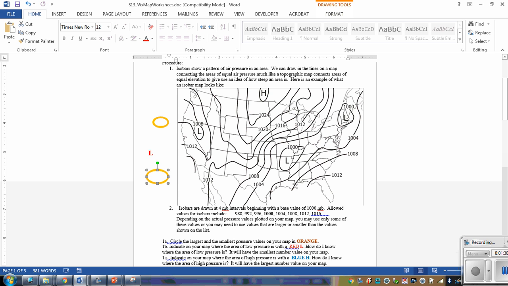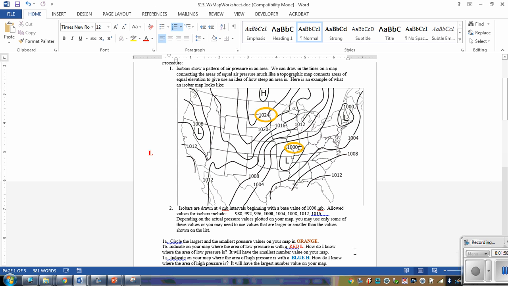This is a little bit easier right now because we already have the lows marked in, so we can get a cue of where our area of low pressure is. Here we've got two areas that are around 1,000 millibars, and we're going to circle our lowest air pressure areas. Then we're going to look for our highest air pressure, and that's going to be close to our high that's already marked. Like I said, this is a little bit easier than the one down below. And we're going to circle our area of high pressure.